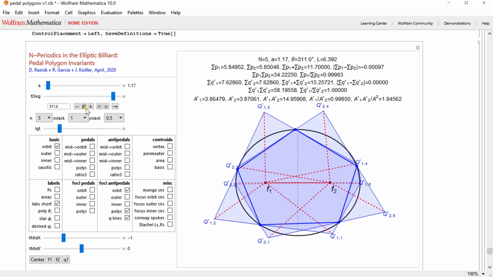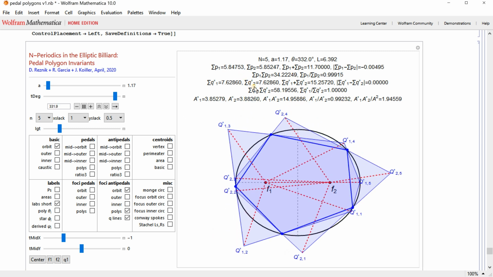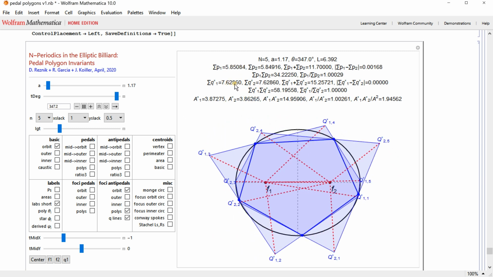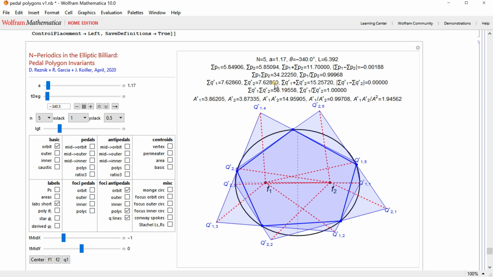Now, the phenomenon that popped up today is that the sum of these red distances, the distances from focus 1 to the vertices of the antipedal with respect to F1, that sum of the dashed lines is equal to the sum of the dashed lines from the other focus. And we can see this over here. So here's one sum, and here's a second sum.